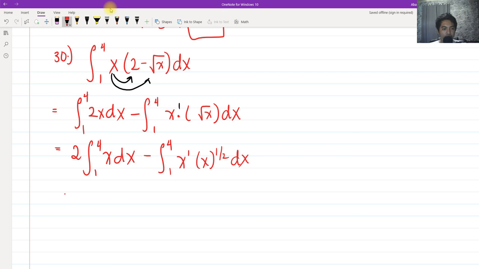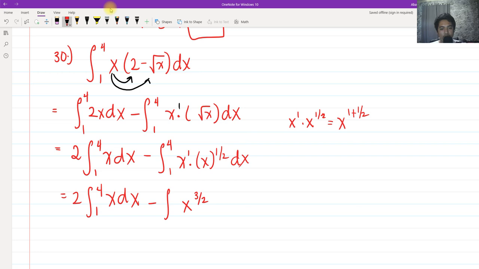If they have the same base, we can add the exponents. x raised to 1 multiplied by x raised to 1/2 is the same as x raised to 1 plus 1/2, since they are multiplied. So 1 plus 1/2 is 1.5 or 3/2. Then we have dx evaluated from 1 to 4. So we have 2 times x squared all over 2 evaluated from 1 to 4.